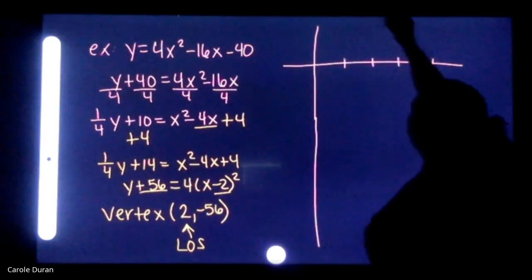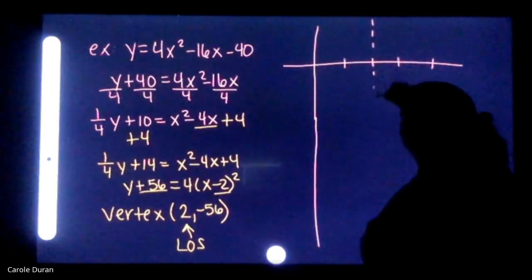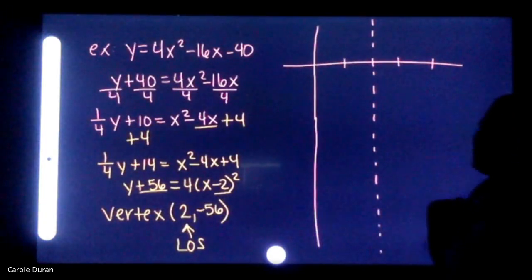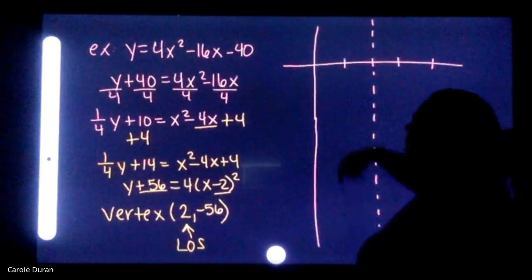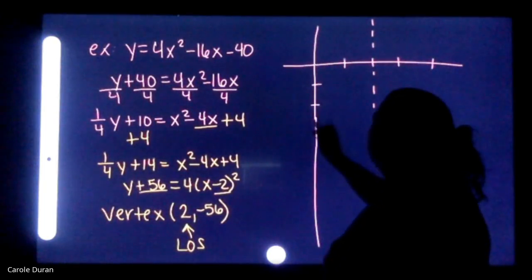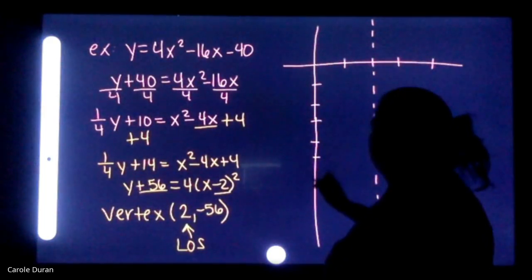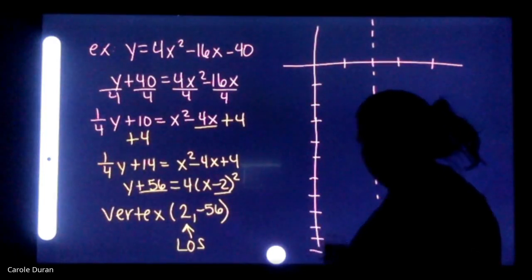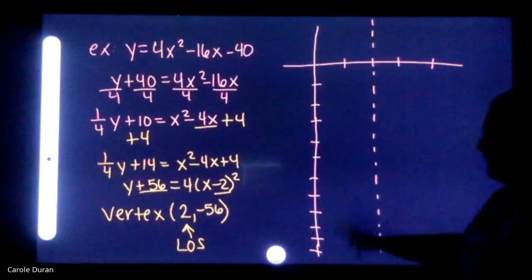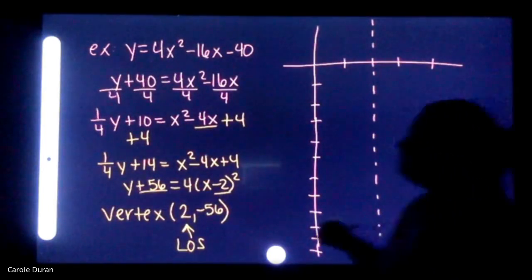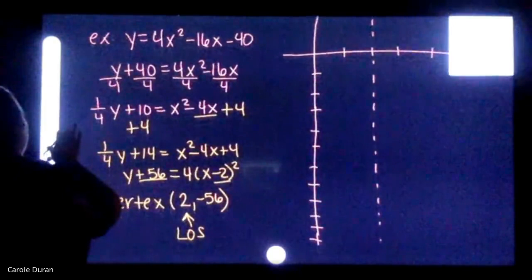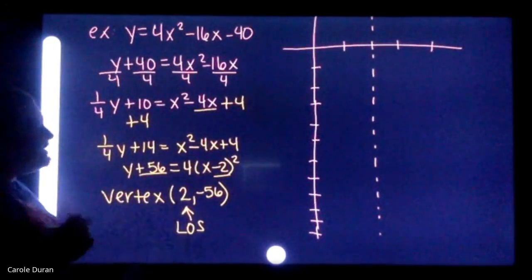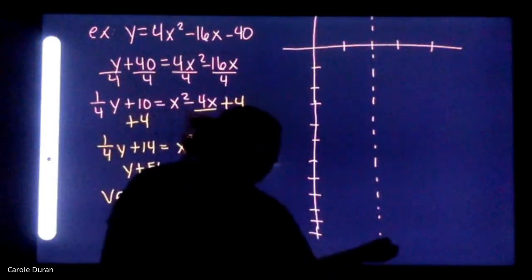So I know my line of symmetry goes through x equals 2, because that was the x-coordinate of my vertex. I'm going to count by 5s coming down. Okay, I did not space that very well, but the bottom one is 55. I'm going to go ahead and plot my vertex, which was 2, negative 56, which is about right here.